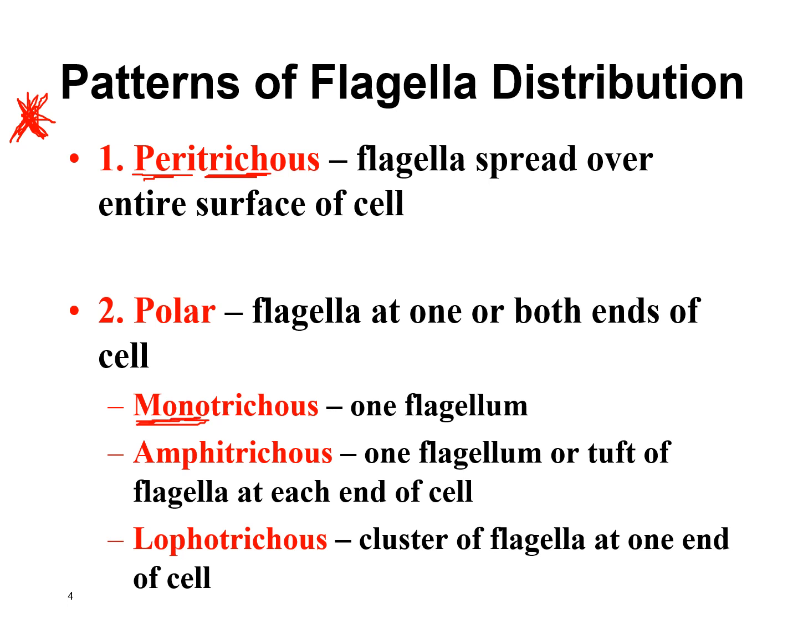And then amphitrichous, remember that amphi means both, so they're going to have one flagellum, or they could have a tuft of flagellum at each end of the cell. So they're going to have one or a couple of flagellum at both ends of the bacterial cell. And then lophotrichous, lopho means tuft, and they're just going to have a tuft or a cluster of flagella at one end of the cell.